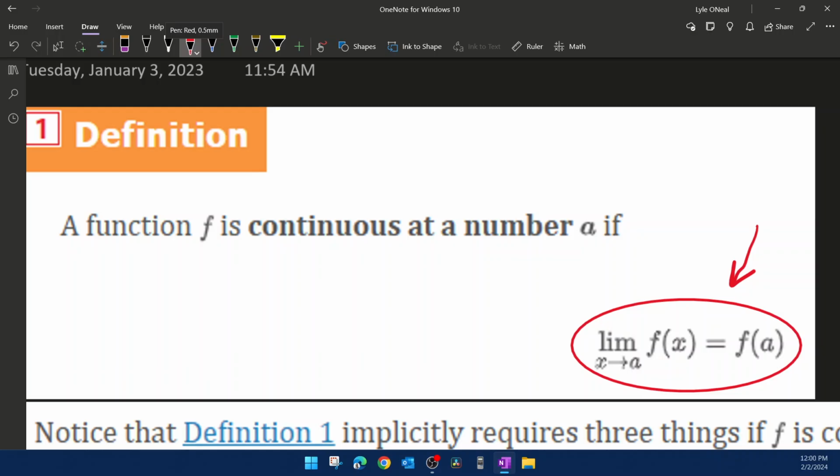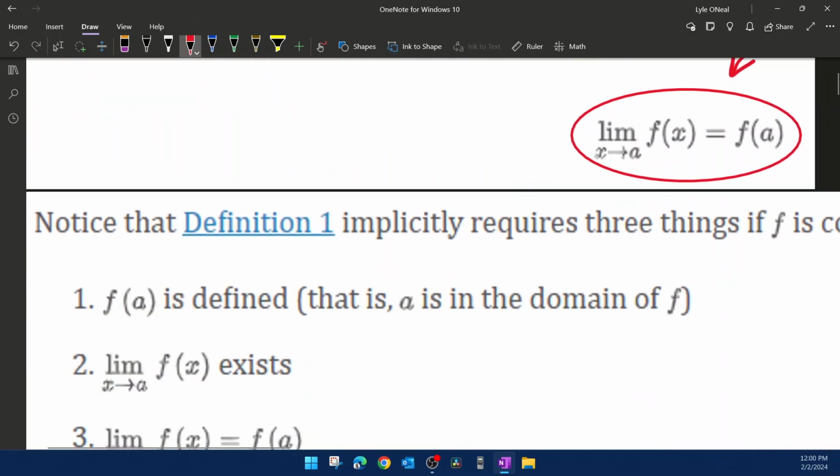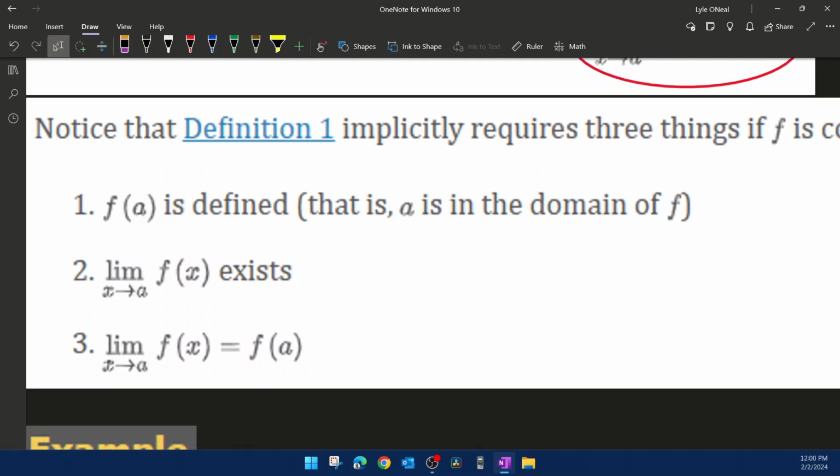Now this statement inherently implies that three conditions must be met. And here are the three conditions. F of a has to be defined. That means the function value at a must exist. And number two, the limit of the function also has to exist. The third criteria is that once the first two conditions have been met, then they must be the same.